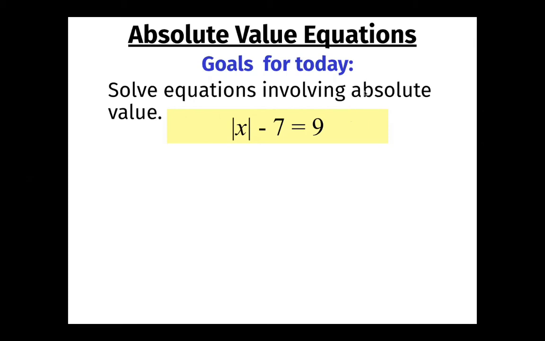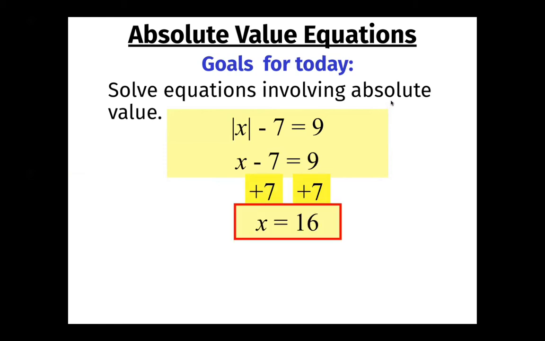Let's just go ahead and break it down into a standard simple equation. So write it as is without the absolute value. So you have x minus 7 equals 9. I'll isolate our variable by doing inverse operations. So add 7 to both sides. 7 cancels, and then you're left with x equals 16.